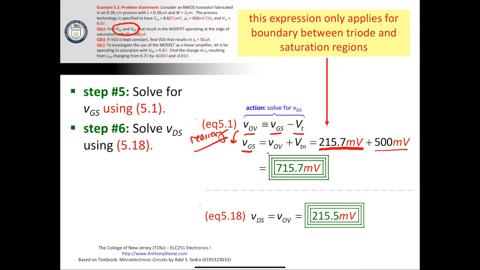So VGS is equal to the overdrive voltage plus the threshold, those two together, and that gives us 715.7 millivolts. So that's one part of the answer. The second part of the answer is asking for VDS. Because it tells us we're at the edge of saturation and triode, we know that VDS is equal to VOV. That is the definition of the threshold between the triode and the saturation regions. And therefore, VDS equals VOV equals 215.5 millivolts. So part A is answered.